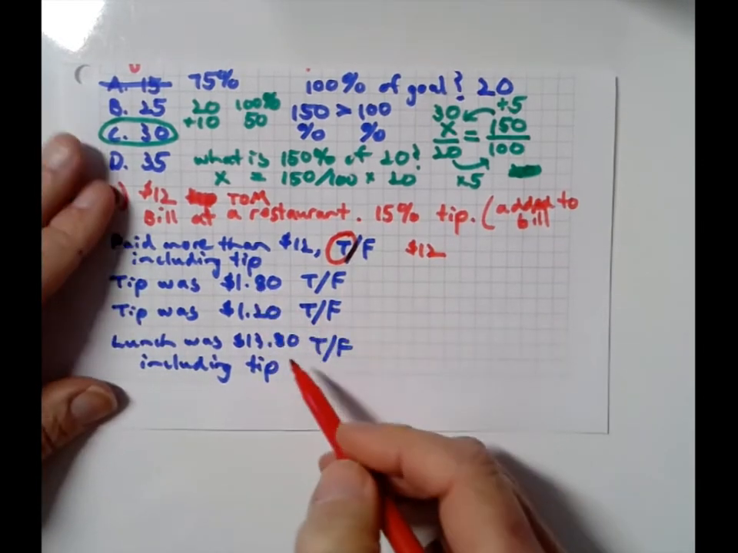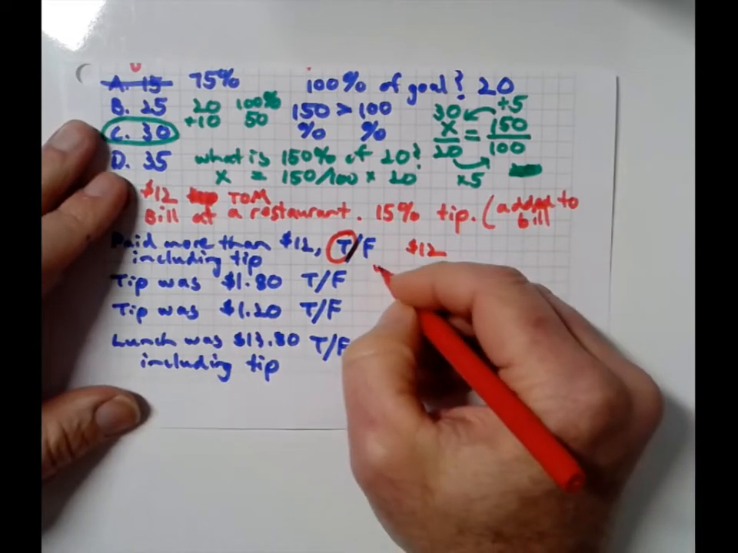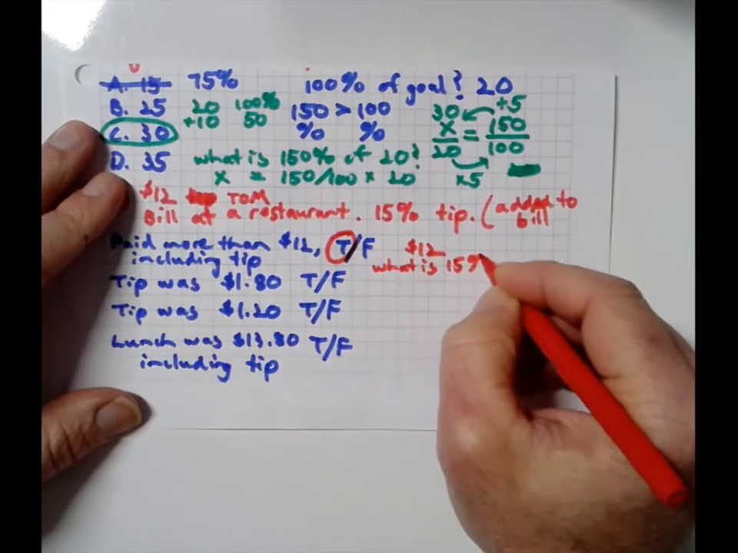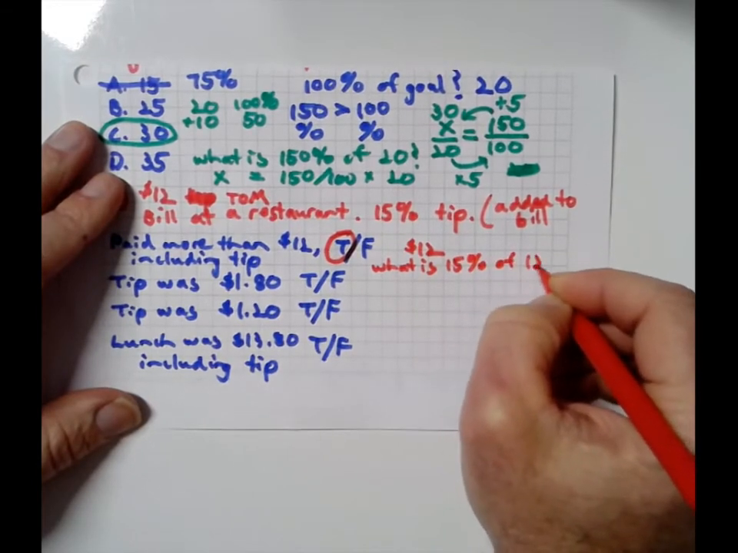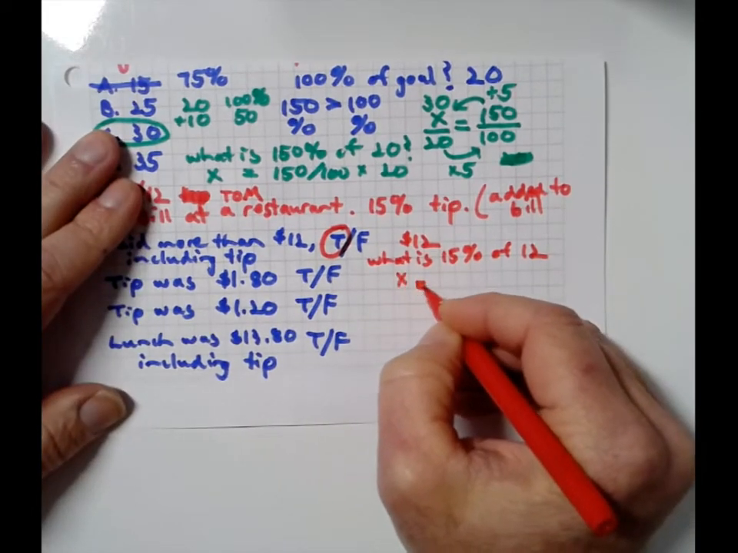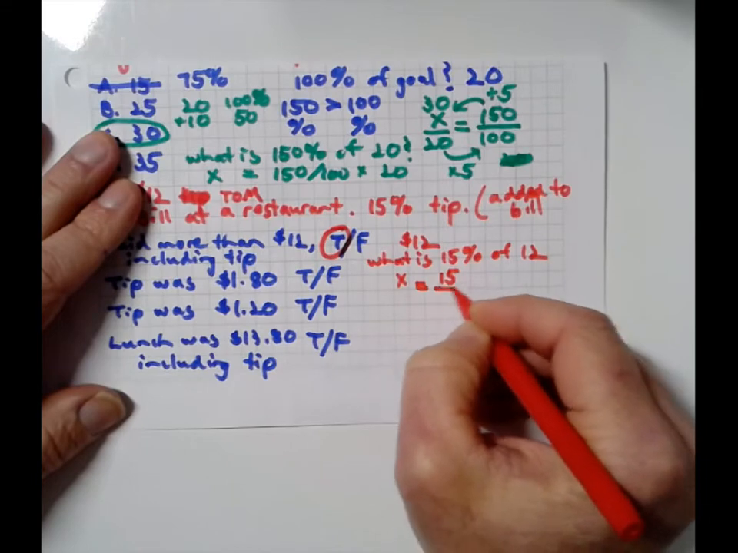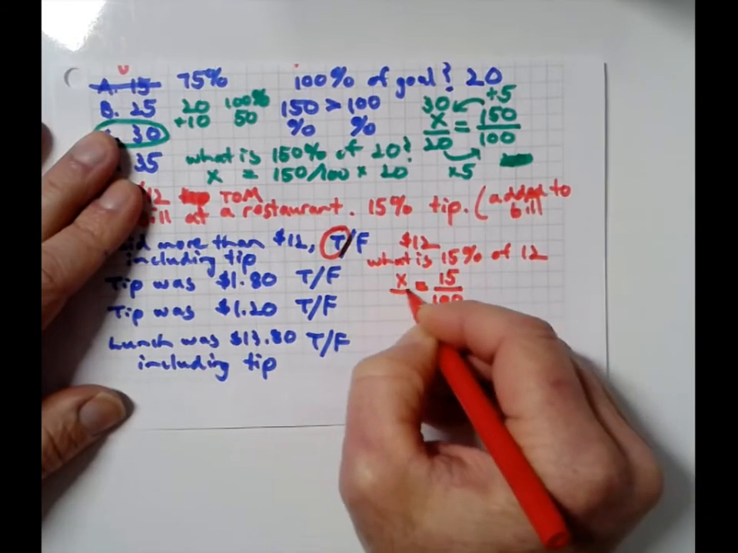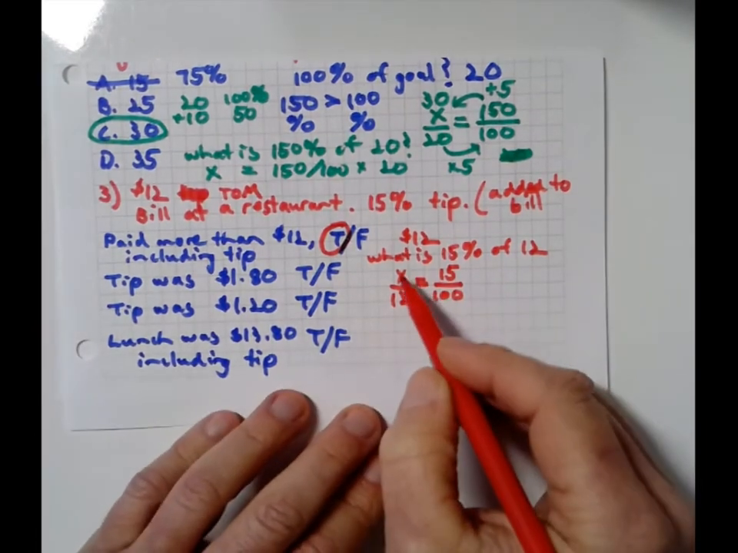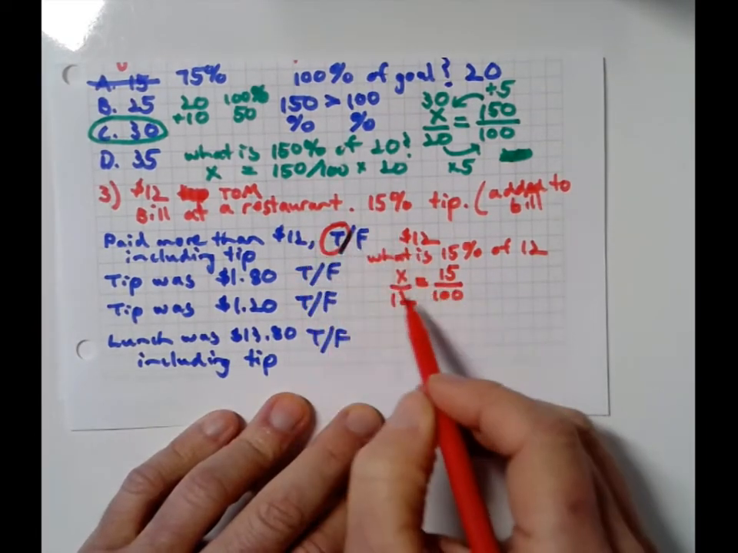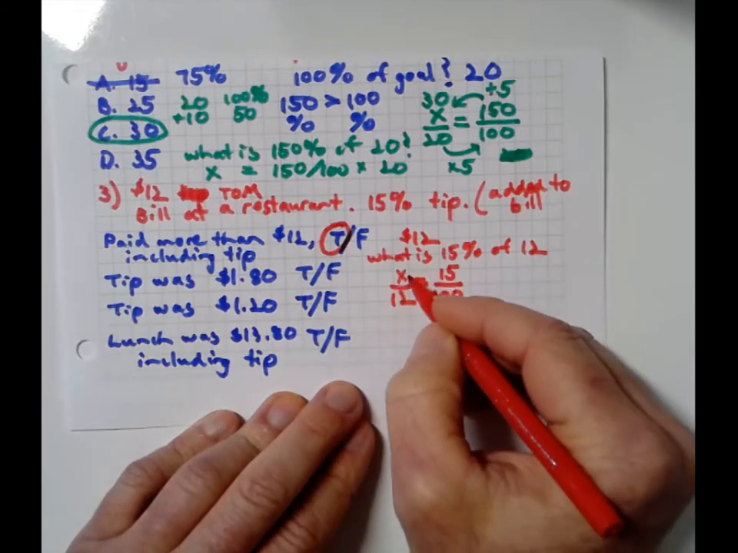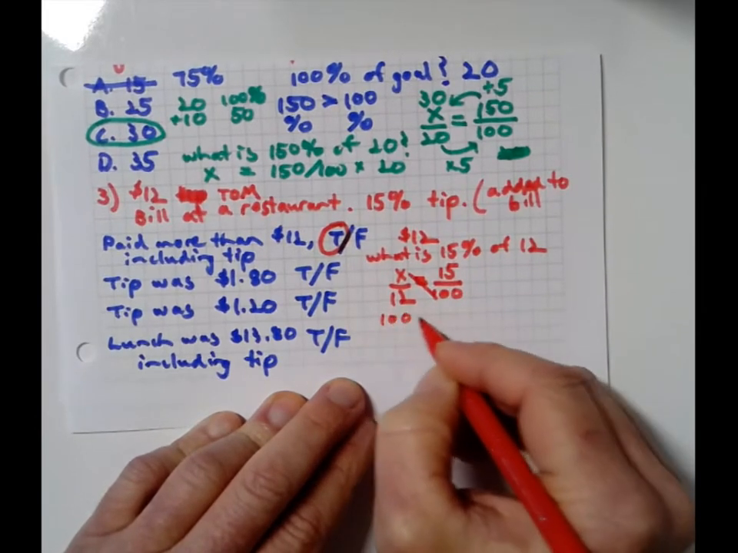Now the rest of this is more specific. We need to know what is 15% of the $12. Once we know that, we can answer these other questions. What is 15% of $12? That's our setup using our strategy in class of using the word what to represent the variable, the word is for the equal sign, and so on. Then we're going to cross multiply and solve.